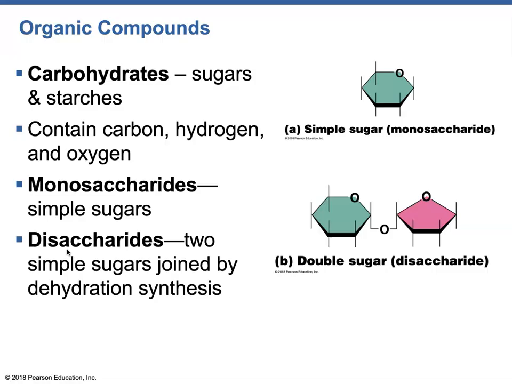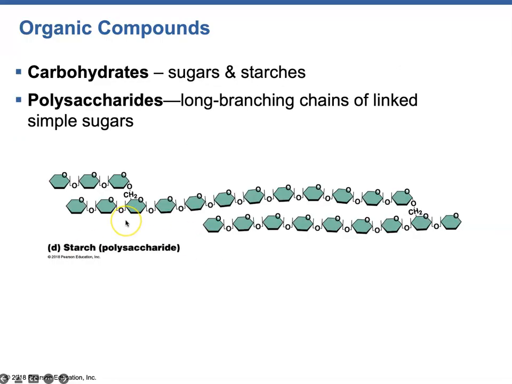poly means you have many, right? This is an example of starch, right? So potato, for example, is a polysaccharide. So it has a lot of these sugar molecules all bonded together, so very long branching chains of simple sugars. So this would be an example of a complex carbohydrate.